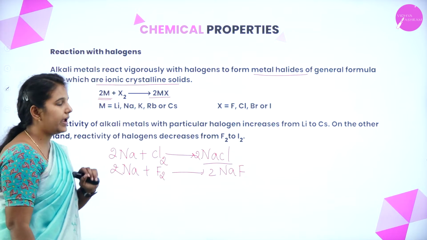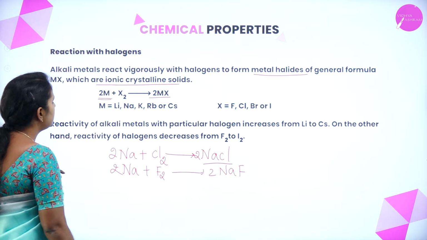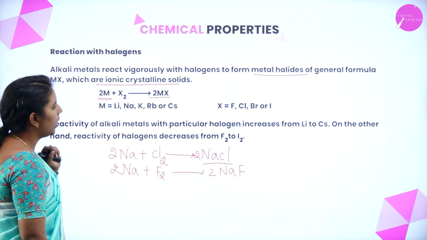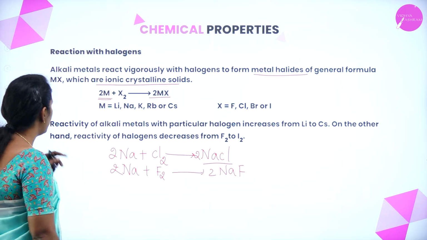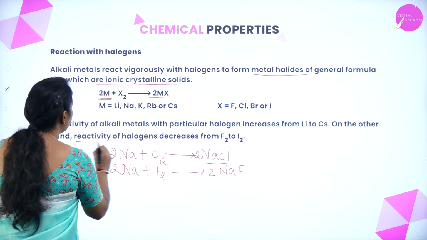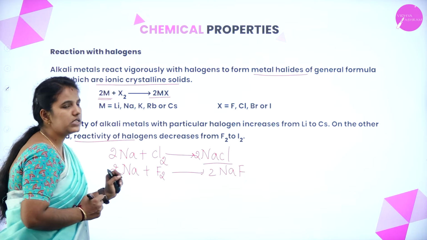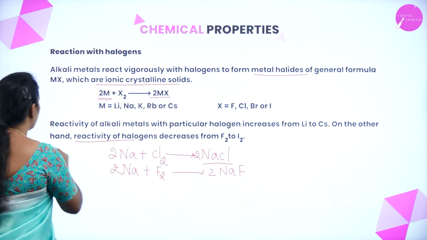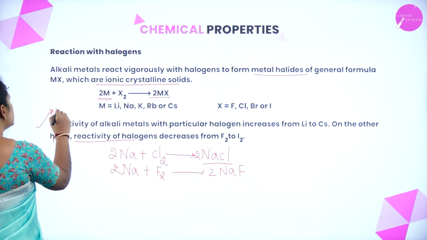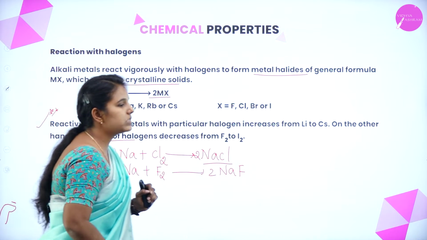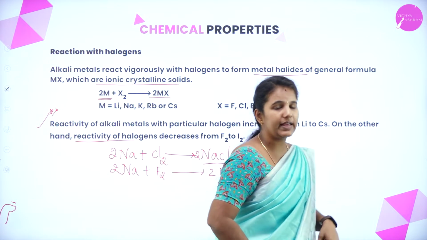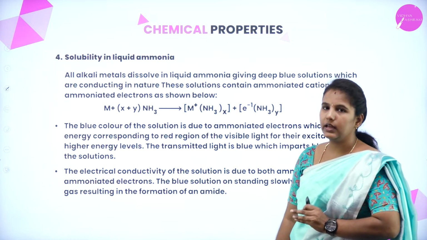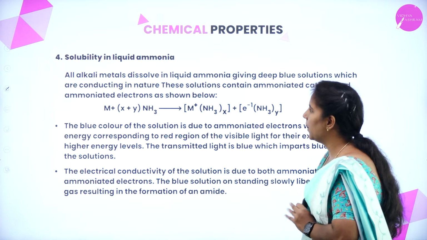Metal halides. The reactivity of the alkali metals with a particular halogen increases from lithium to cesium. On the other hand, the reactivity of the halogen decreases from F2 to I2. This is another important thing you must remember, and it will be asked in your competitive exam.